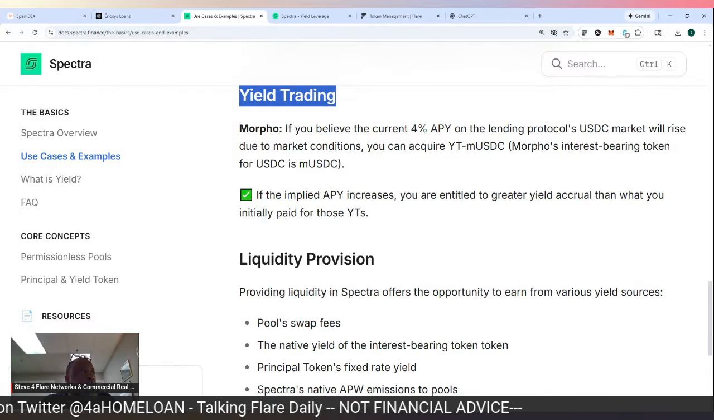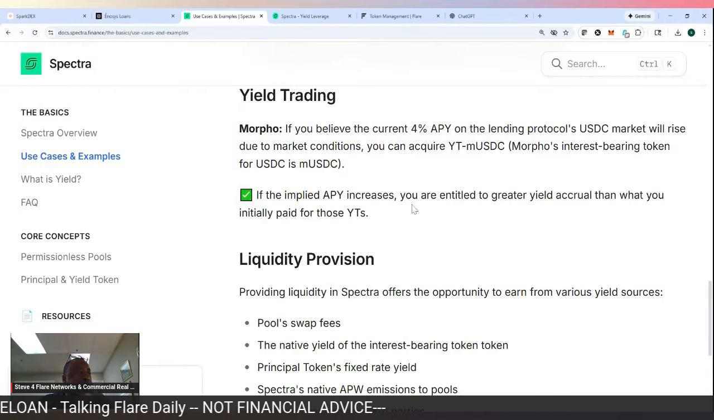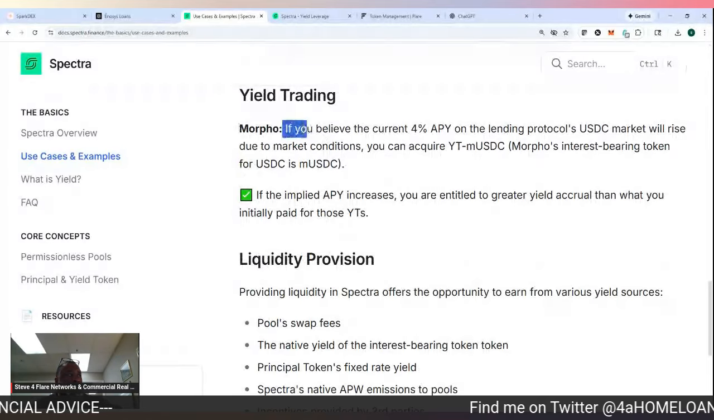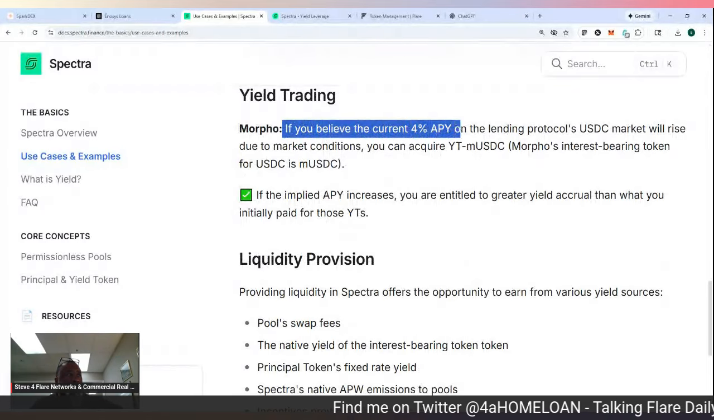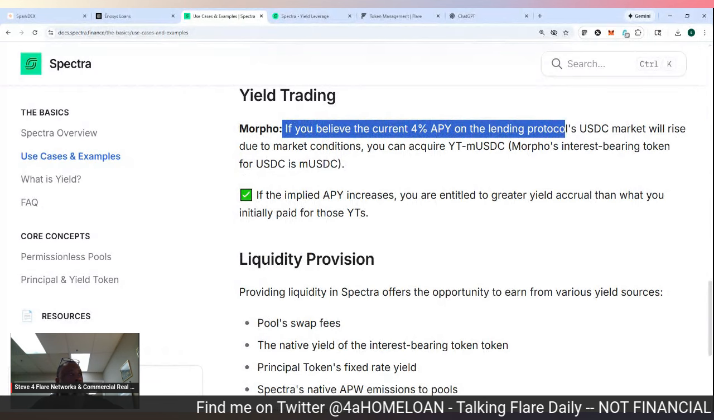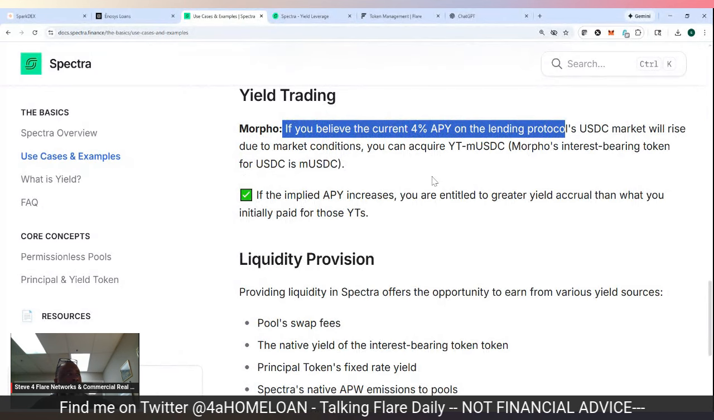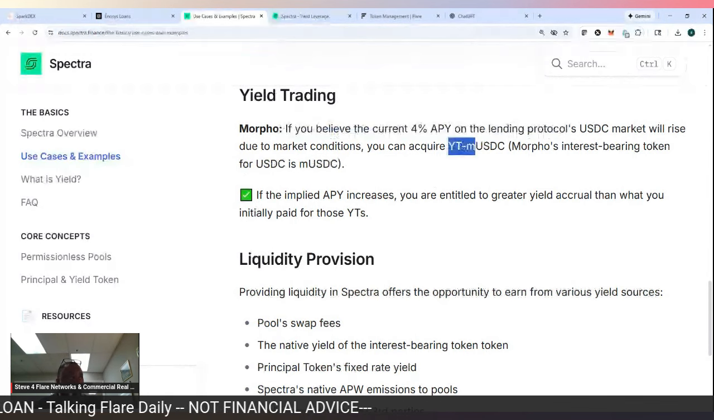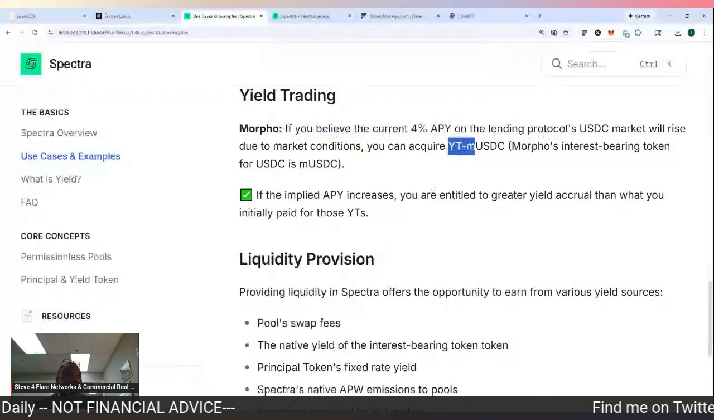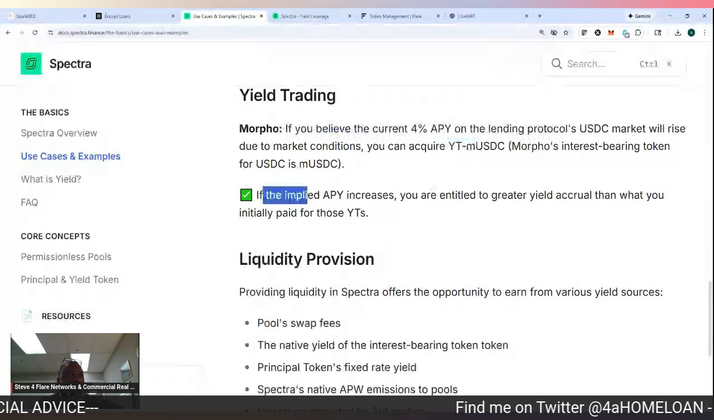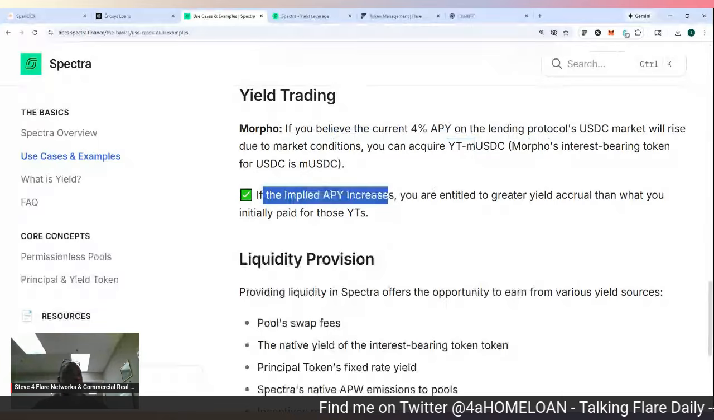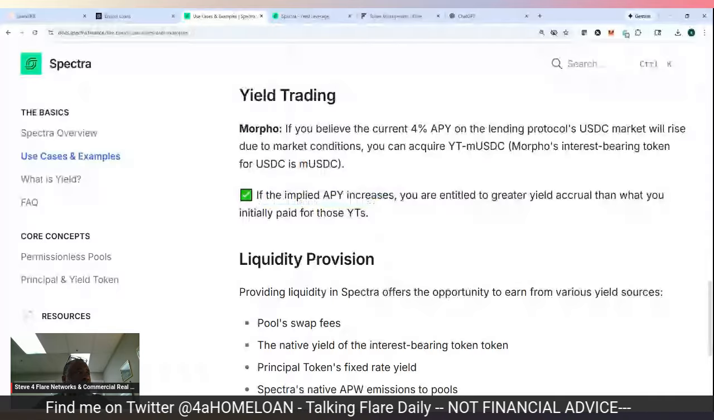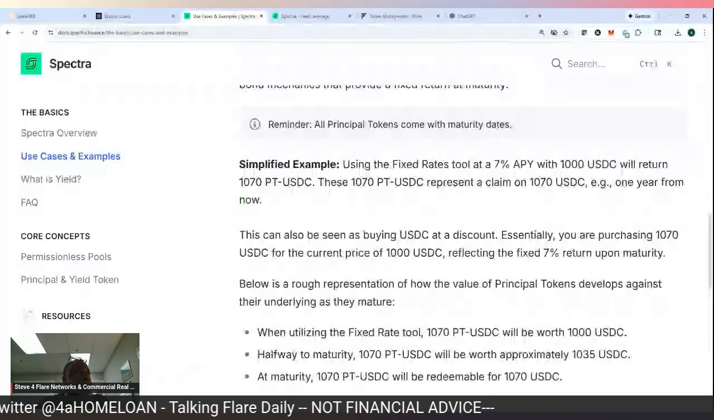So this platform allows you to trade that yield in essence, right? Look at this example here: if you believe the current 4% on the protocol will rise due to market conditions, you can acquire the yield tokens now. As it says right here, if the implied APY increases, we're entitled to a greater yield accrual than what we initially paid for that YT. So they call yield trading tokens YTs. They call the other one a PT, right?